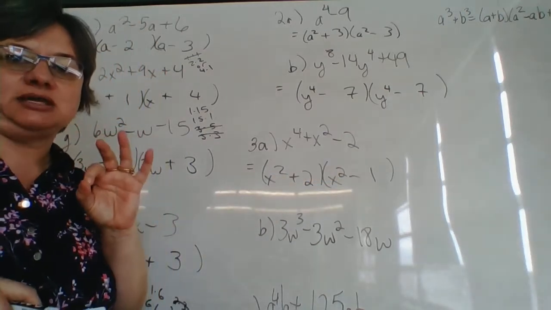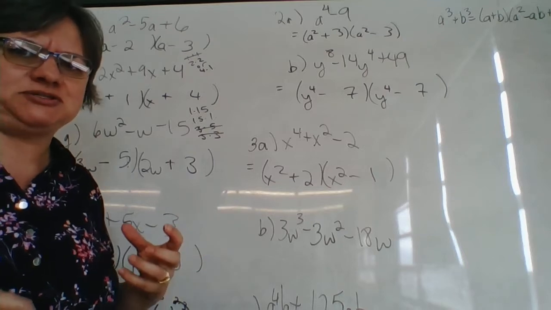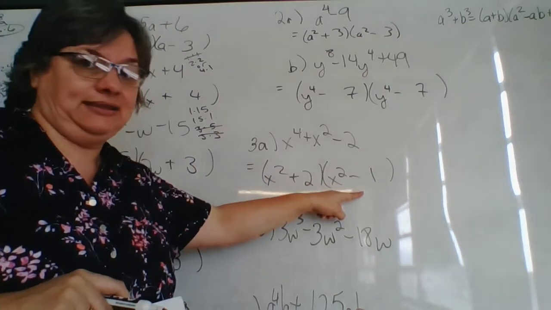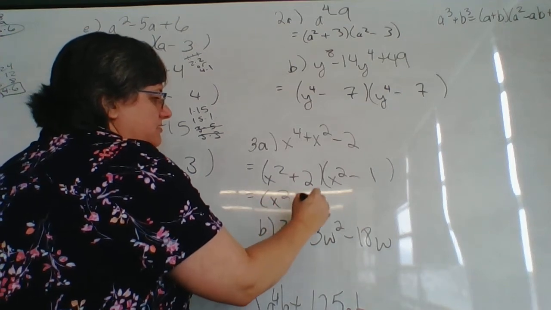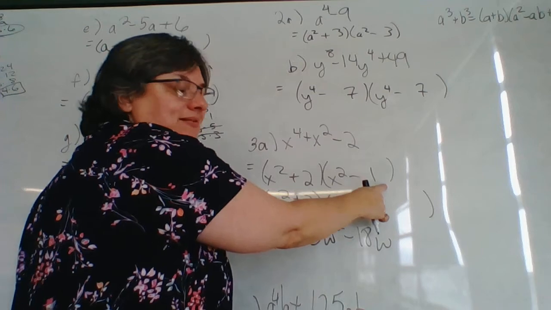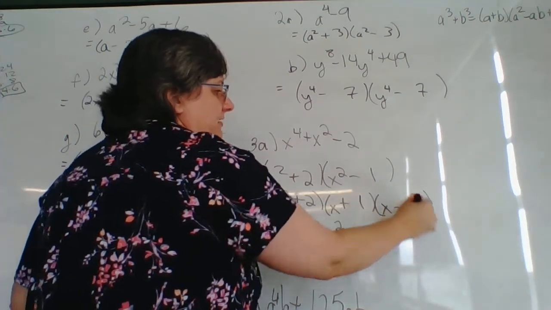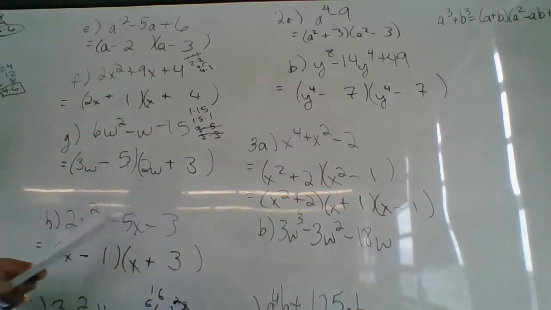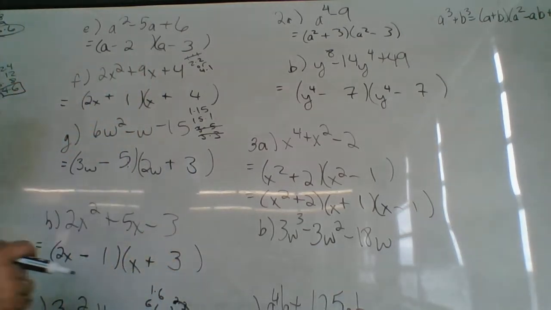That is correct. But can we keep going? Do you see something else that we can do? Right here. So this guy hangs on, x squared plus 2. How do you factor x squared minus 1? Well, x, signs are opposite. The square root of 1 is 1. Okay? And that's beautifully done. Good job, everybody. Let's try the next one.